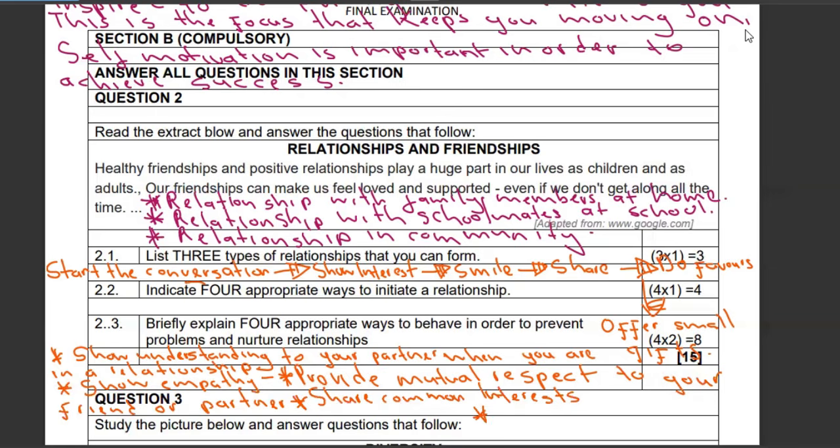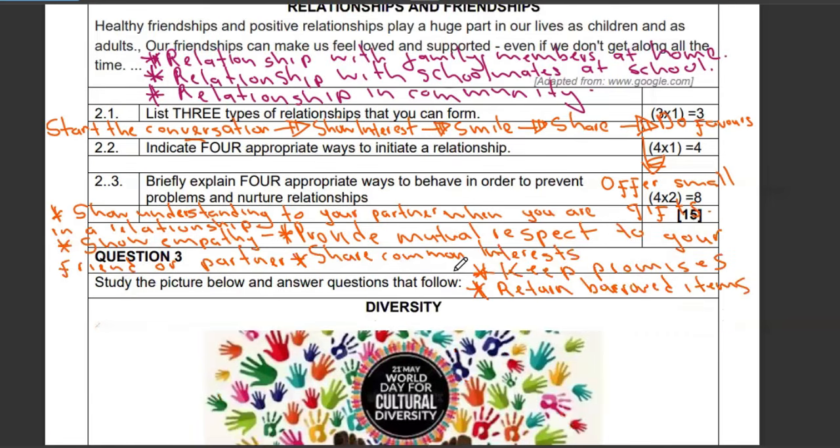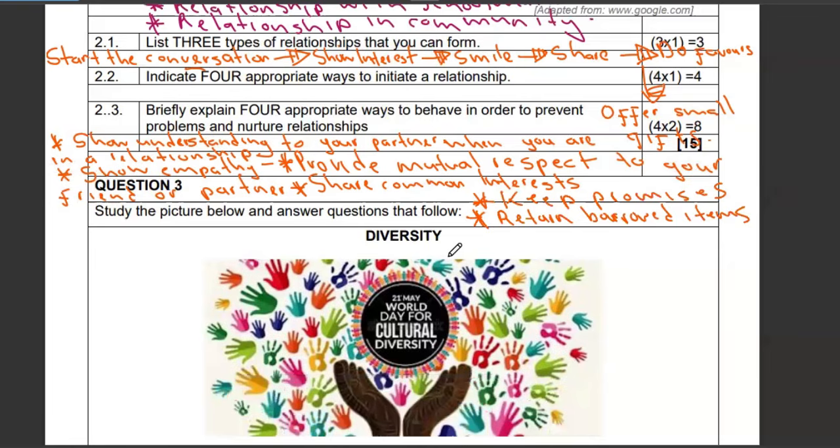Then in addition to that, the next thing which you can do, you can also keep your promises. You must keep your promises. Return things which you borrow. You must return borrowed items. So all these are appropriate ways to behave in order to prevent problems in nature relationships. So moving on to the next question.